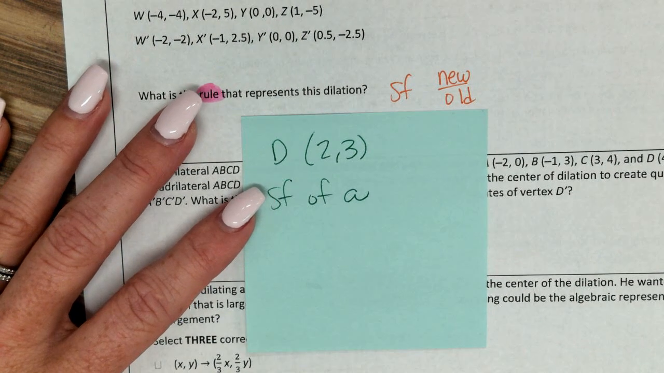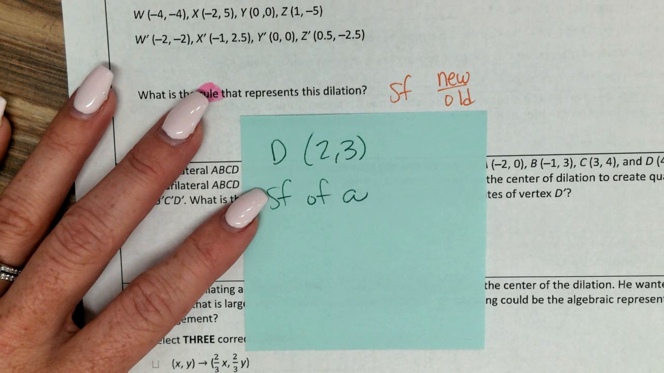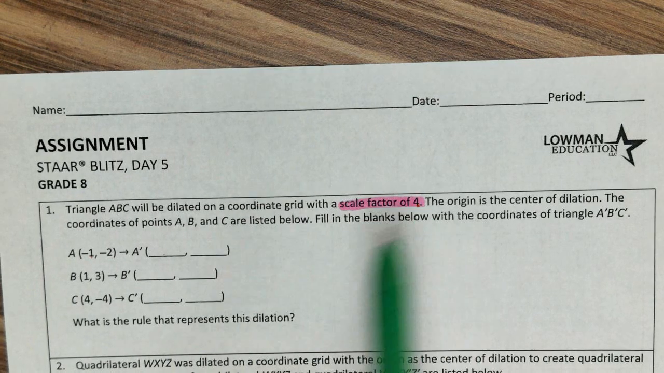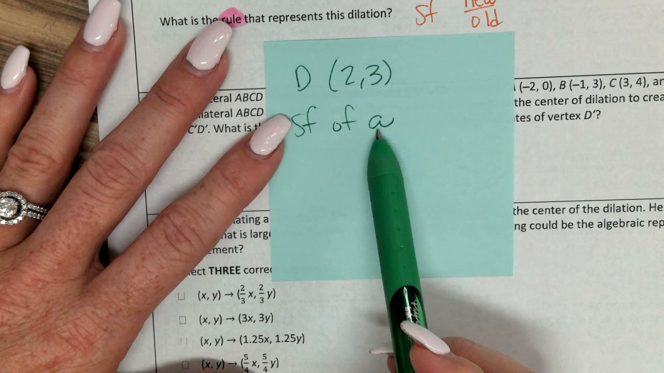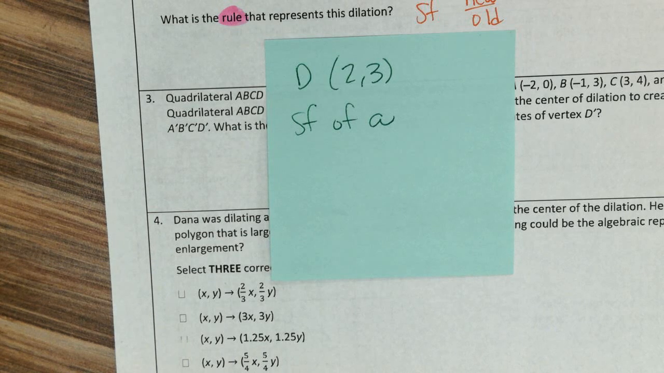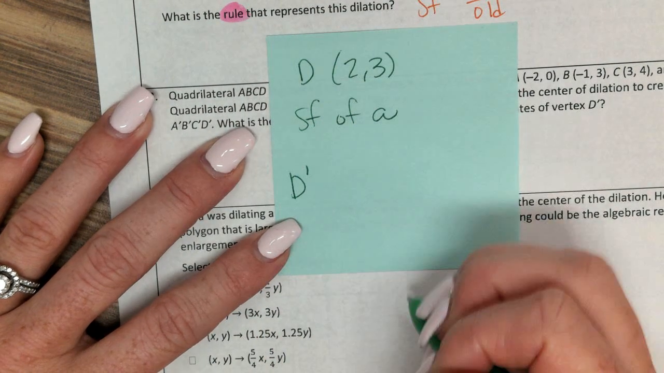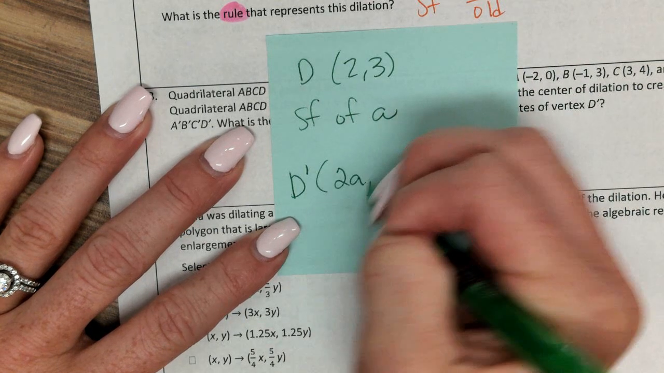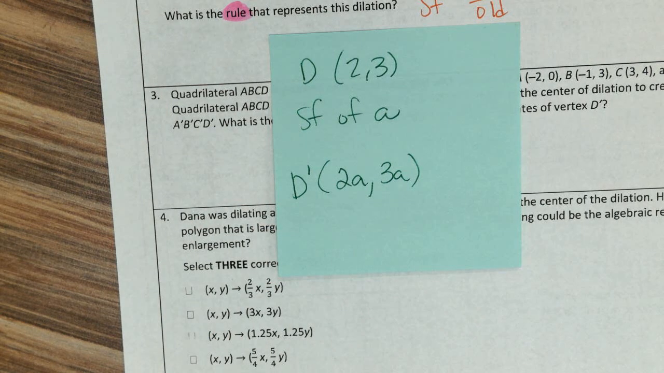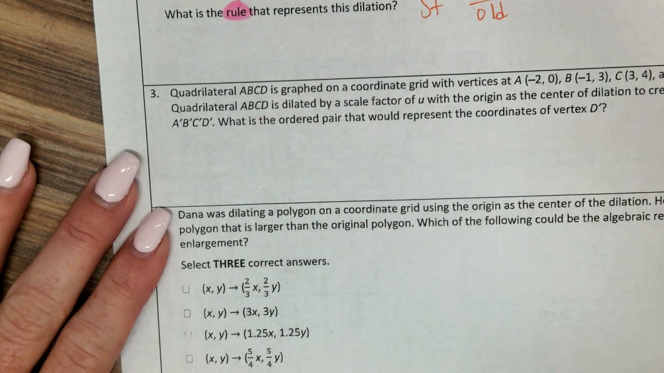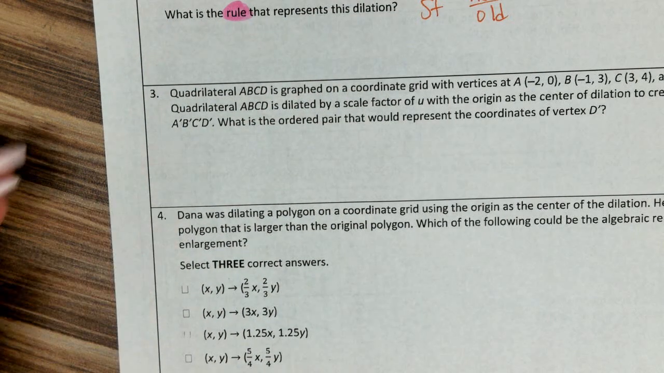What do you do with a scale factor? If you're not paying attention, I'm not helping you. What did we do up here? They gave us the scale factor. What did we do? Multiply. So if they told me the scale factor is A, then I'm simply going to multiply by A. I don't know what A is, so I just leave it as A. Now I call it A because that's what they said. So my new D would be at 2 times A and 3 times A. And that's it. Because I don't know it, I can't actually multiply. I just show that I'm multiplying. That's how you're going to do number 3. Does everybody understand? All right, go to the back.